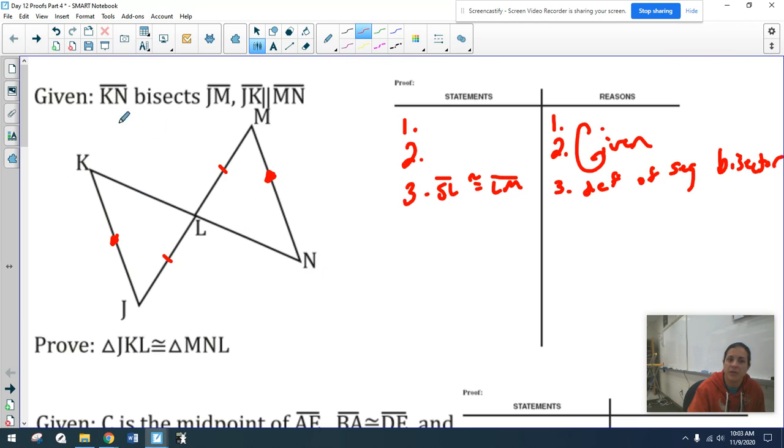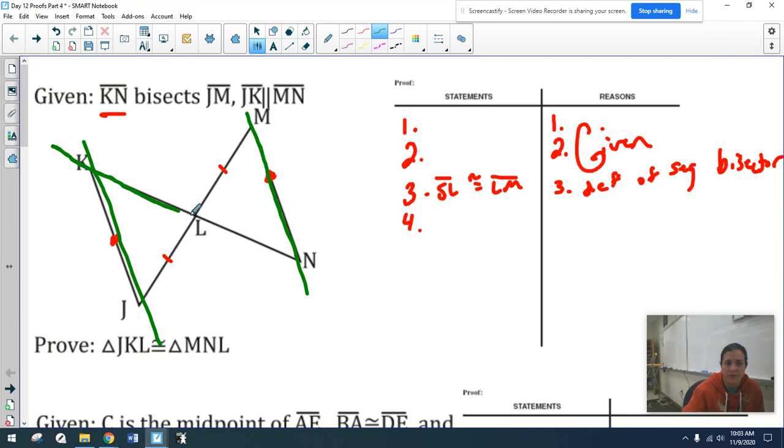Okay, it doesn't work the other way. This is the bisector. It bisected this segment. So we can't do the other way. So to get my next step, I'm going to have to use the other piece of given. So I've got right here, I've got parallel lines. So anytime you have parallel lines, you want to highlight them.